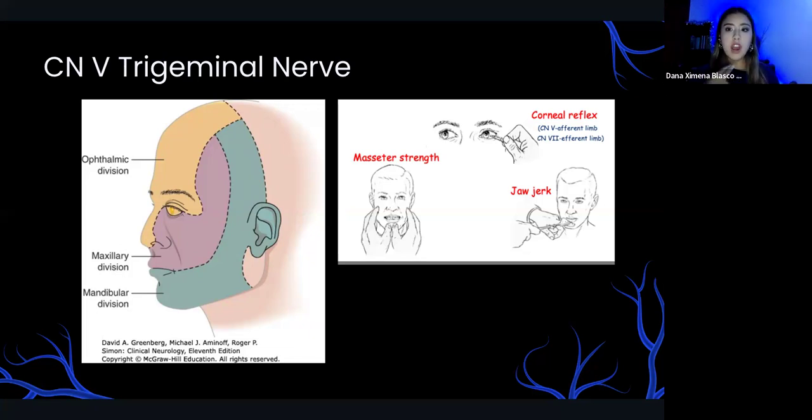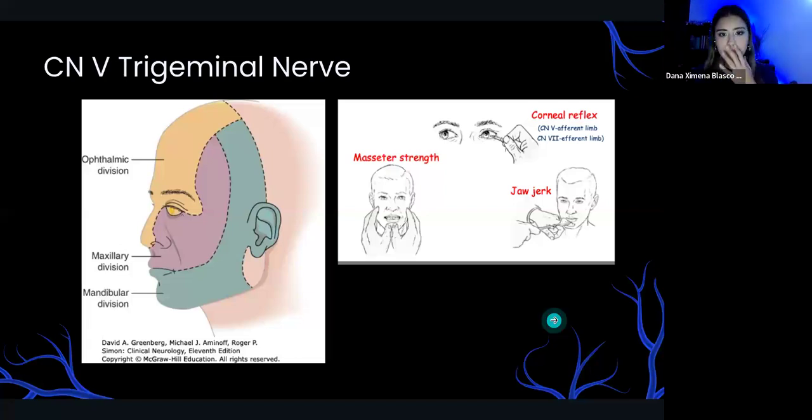Also, the jaw jerk. We're going to ask our patient maybe to bite something, but bite it hard, and we're going to move that thing, all right? And the corneal reflex. The corneal reflex can also be examined with a cotton tip, and we're going to place our cotton tip here. And if the patient automatically closes the eye, that's a corneal reflex. That's normal. That's what is expected.